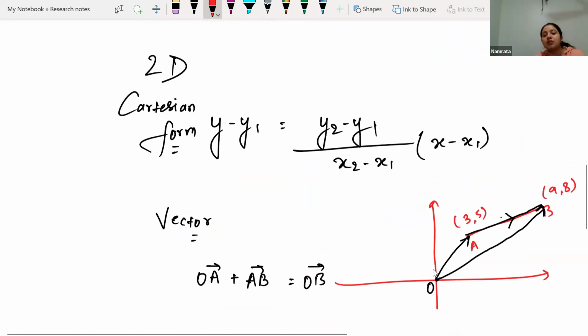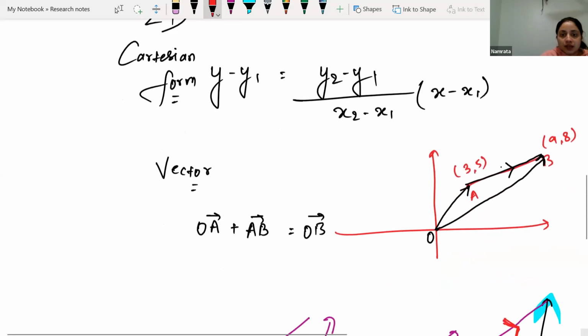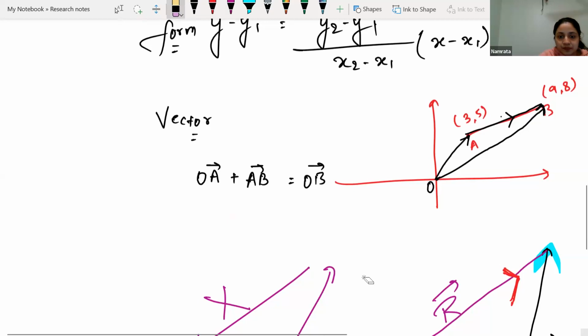Similarly, I have written over here OA. You can see here also we have a triangle. The name of the triangle is OAB. Okay, let me draw it separately.